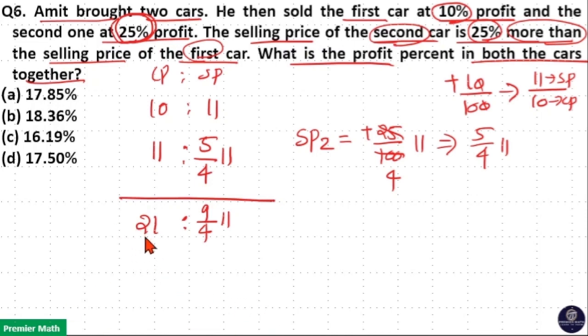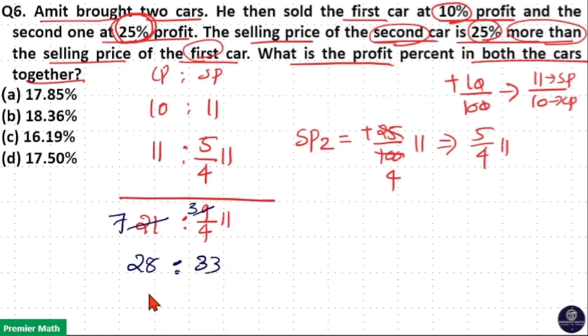Now here this is total cost. This is total sell price. Now if we cancel it, 3 goes 7 times in 21, 3 goes 3 times in 9. So 7 is to 3 by 4 of 11. 4 will come here, that is 28 is to 33 is the ratio.